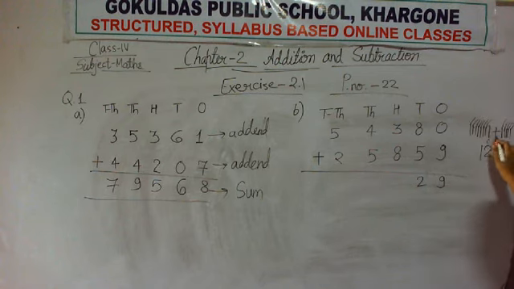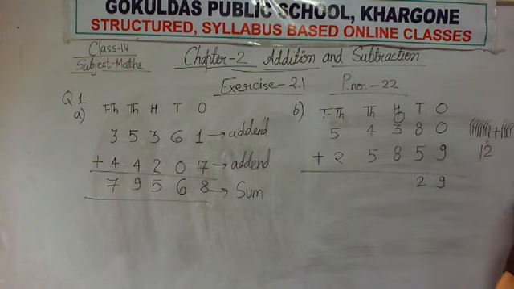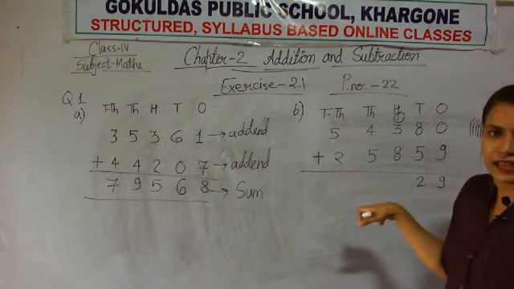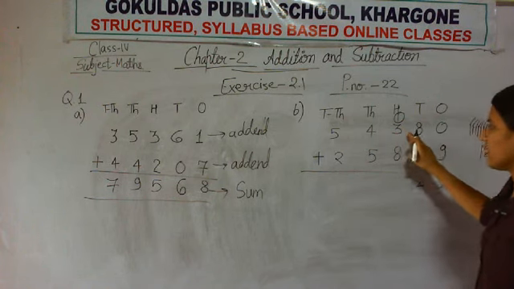So 2 you will write here. You cannot write 2 digits at this place. So 1 will be regrouped with the next place values. So regroup 1 with this. So 1, 3 and 8.